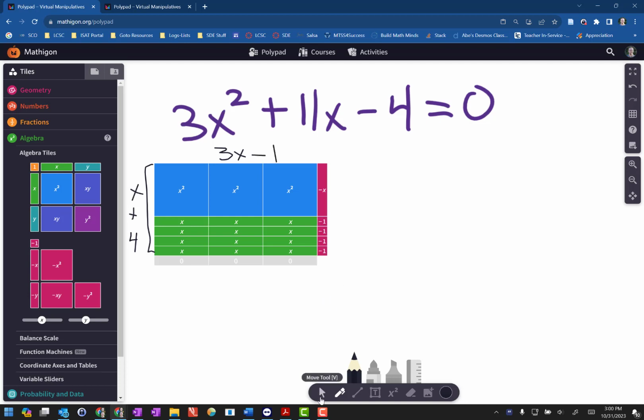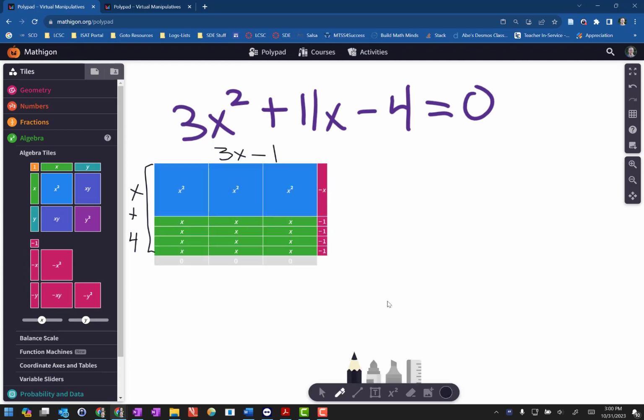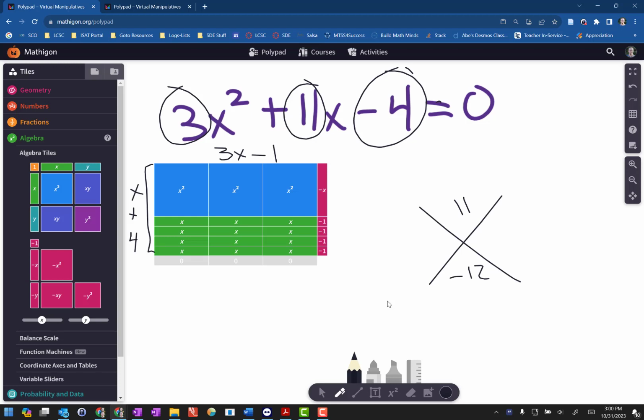Now you can cheat a little bit, and you can skip all this playing around using the method that we already talked about with our a times c on the bottom, so -12, and then our b on the top. So we need 2 numbers in these slots that multiply to -12 and add to 11. And I think the 2 numbers that do that are 12 and 1, with 1 being negative. And now this right here tells us exactly how to break up our tiles and what 0 pairs we need.